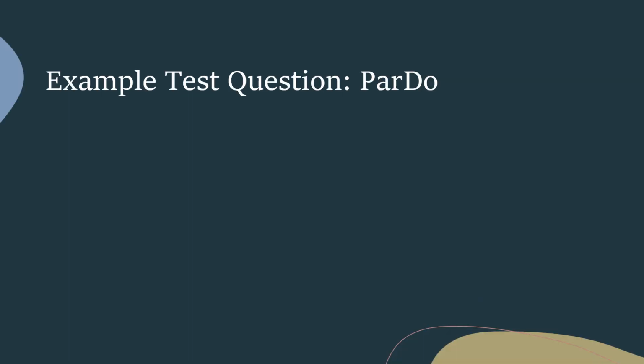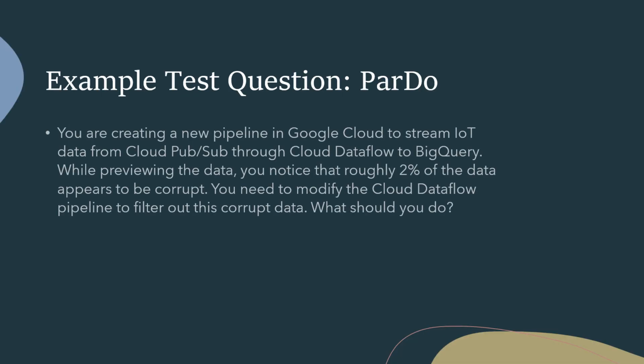All right, let's look at an example test question for the ParDo transform. You are creating a new pipeline in Google Cloud to stream IoT data from Cloud Pub/Sub through Cloud Dataflow to BigQuery. While previewing the data, you notice that roughly 2% of the data appears to be corrupt. You need to modify the Cloud Dataflow pipeline to filter out this new corrupt data.